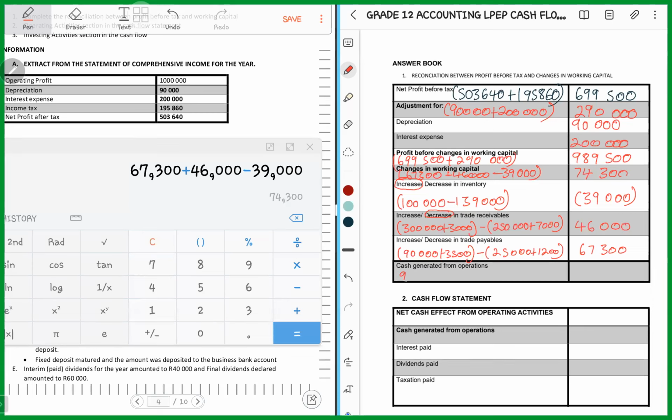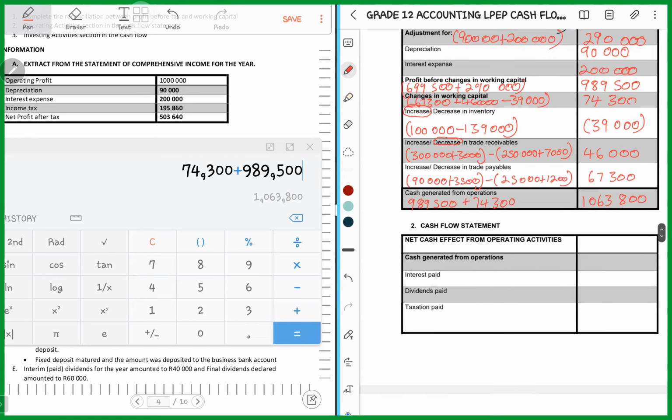So now we want to find the total cash generated from operations. So it will be the 989,500 for the profit before changes in working capital, and the inflow for the changes in working capital of 74,300. So we're going to say plus. 989,500 plus 74,300 gives us 1,063,800. Okay, so is there any question so far? Okay, if there is no question, then we can move on.